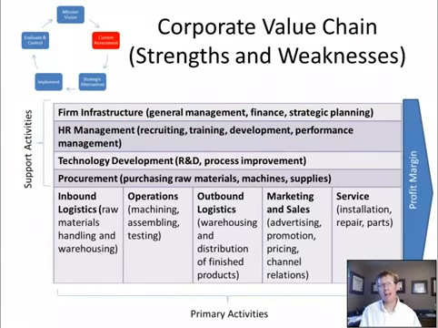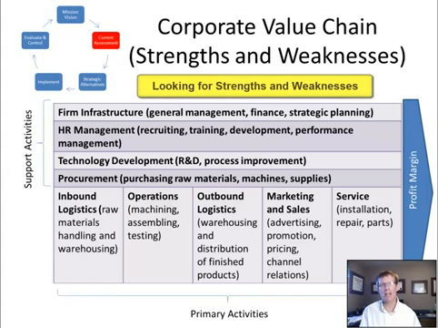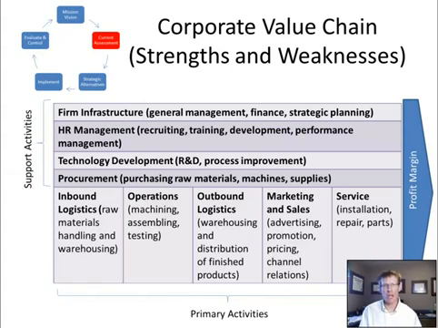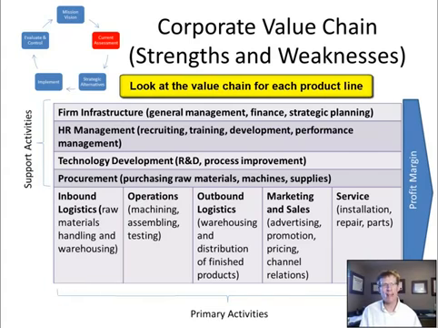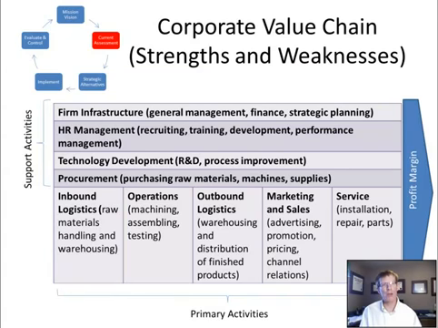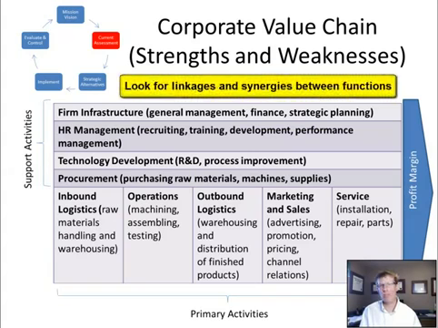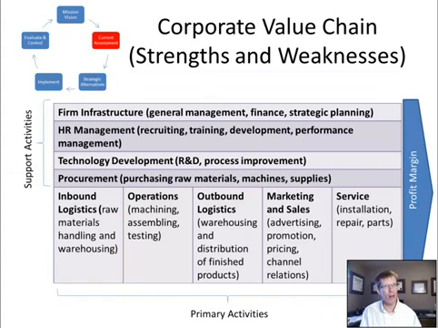A company also has an internal value chain, such as depicted here. Now, reviewing the value chain from this perspective can help identify the company's strengths and weaknesses as well. Examine the value chain for each product and service, and identify the areas of strength and weakness to determine if any are indicative of a distinctive competency. Also look for linkages and synergies between the various functional areas, business units, and product lines. This too can evolve into a distinctive competency.